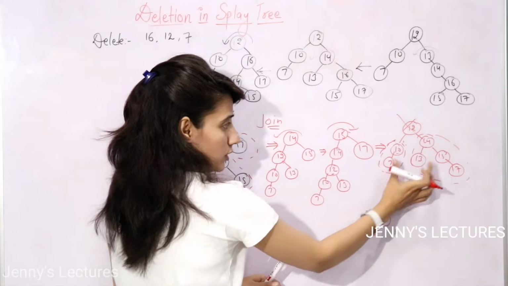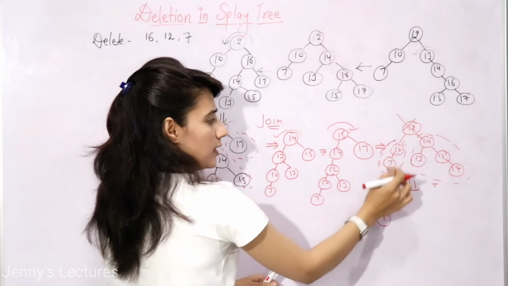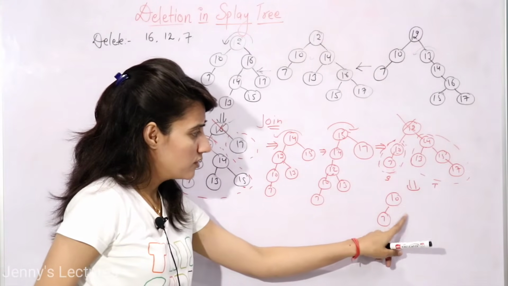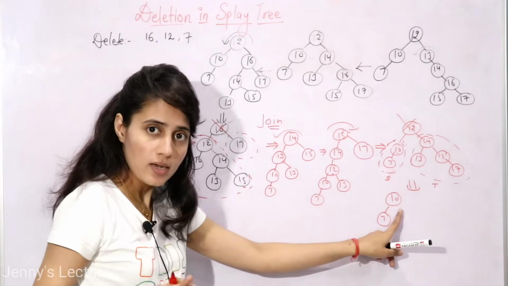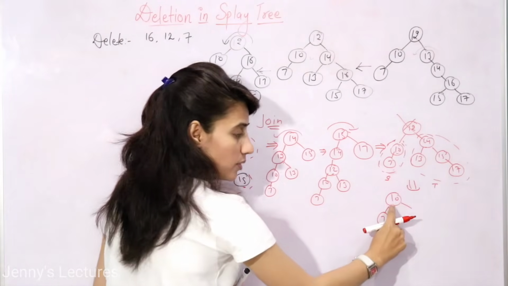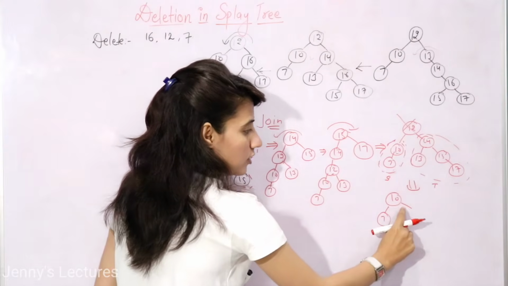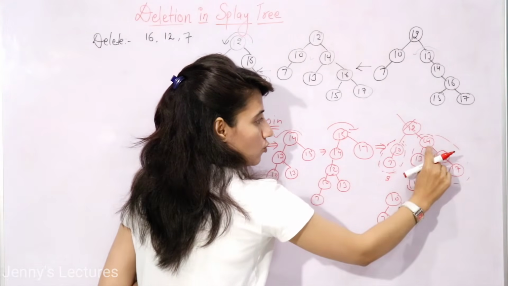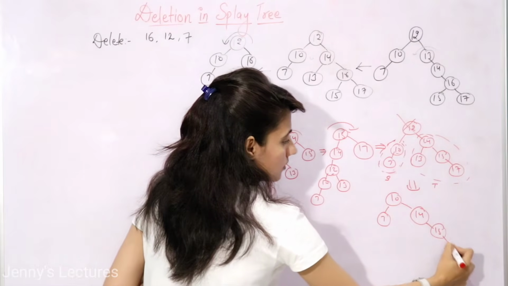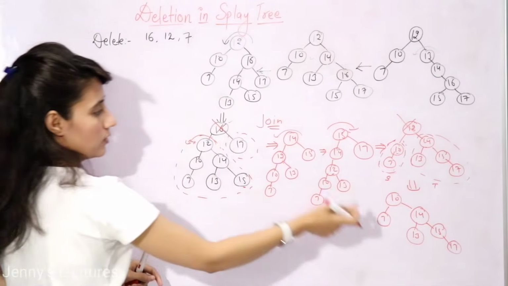Now as we know, these are two subtrees. Suppose this is S, this is T. So all the elements in S would be less than T. Now see, the root of left subtree, the right child is null. So now the right child of this is what? This would become the root, and the right child of this 10 would be the root of the right subtree, that is 14. So now this is the final tree after deletion of this 12.